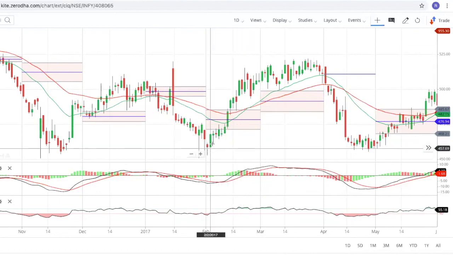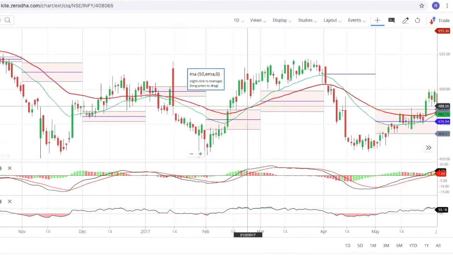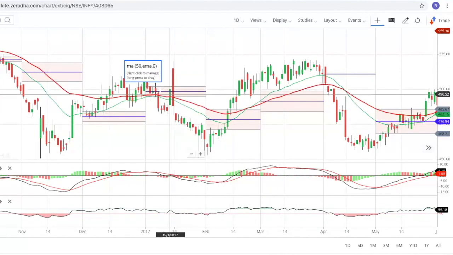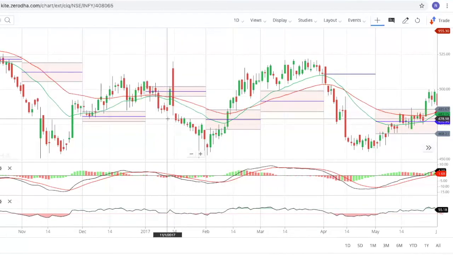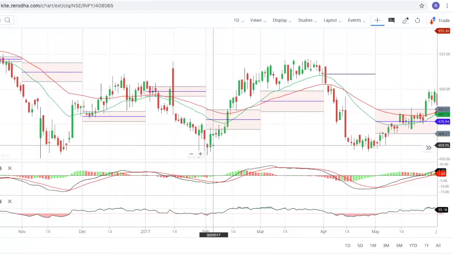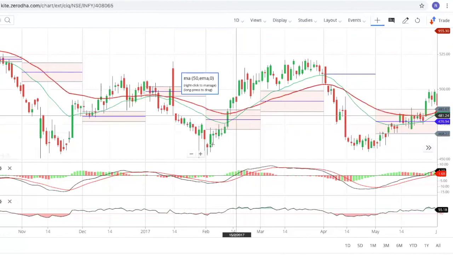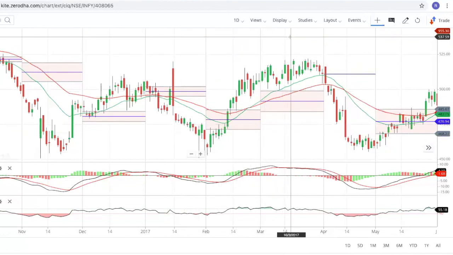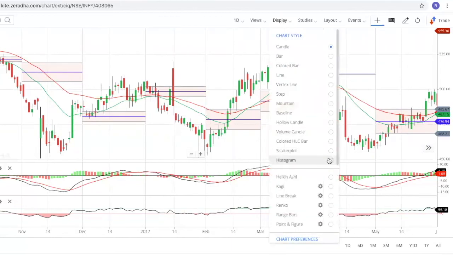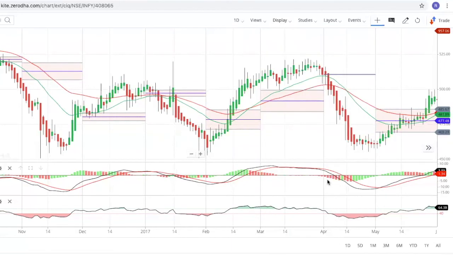Now here I have used a candlestick chart, but you can see there is a lot of noise in between. It's very unpredictable and it creates a lot of disturbance. So this is a one-day candlestick. To remove the noise, I will use the Heiken Ashi candlestick. You can go to the option called display and just select the Heiken Ashi. So you can see the noise is now removed completely and you can actually take a trade.